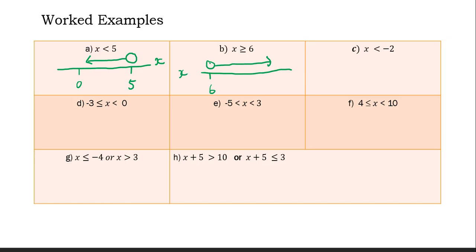Okay, so that means, oh, one thing I've forgotten that you have to include here is the circle must be colored in because it's equal to 6 as well. So you must color in that circle.